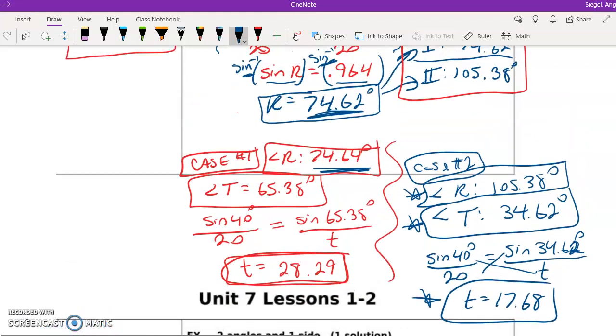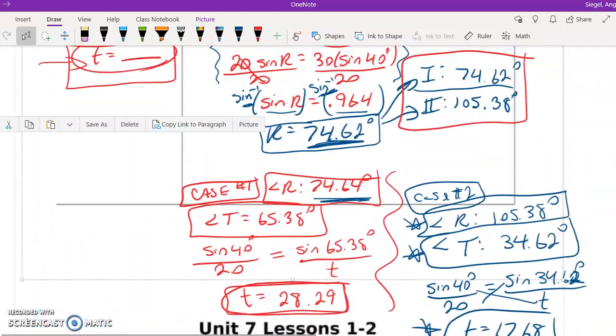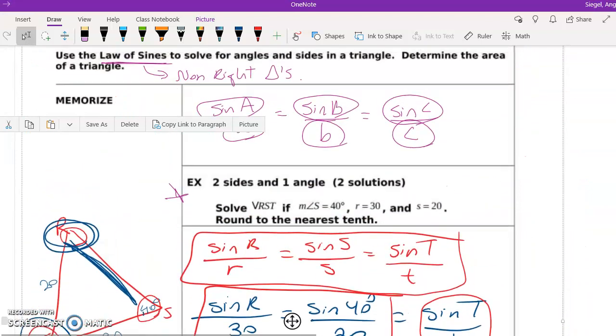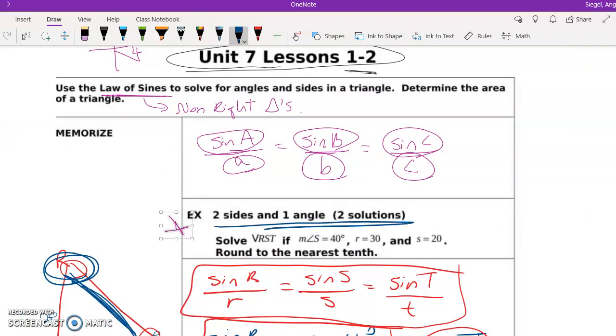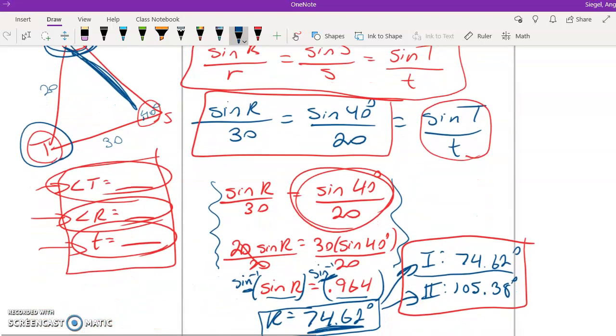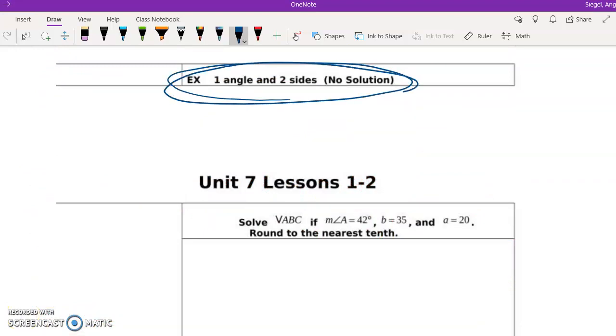Okay, so I'm going to give you one more case. So we've done a case of just one solution. We've done a case of two solutions, and when you have two solutions, this is also called the ambiguous case. So you'll see that sometimes, the ambiguous case of law of sines. That's what that's referring to. In the last case, it actually got separated here, but there's actually a case where you get no solution.